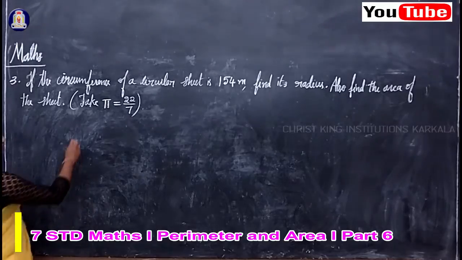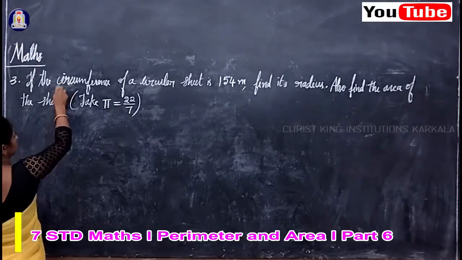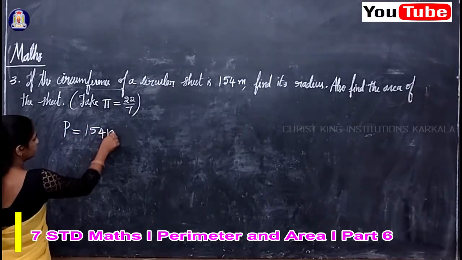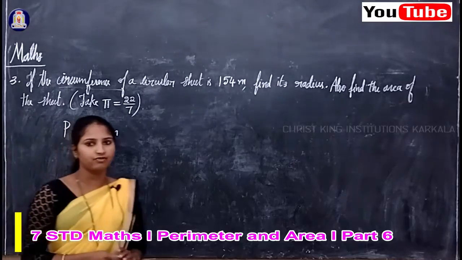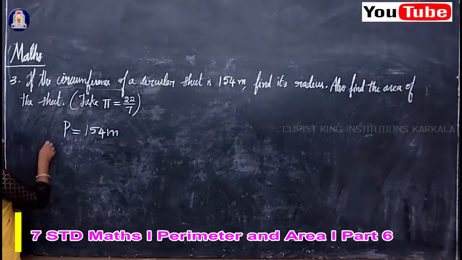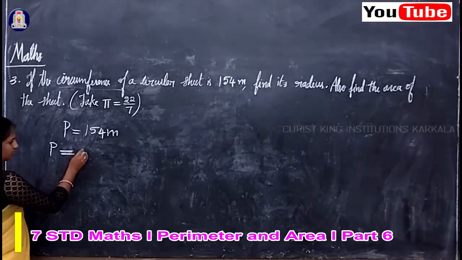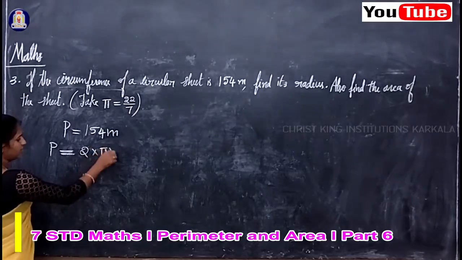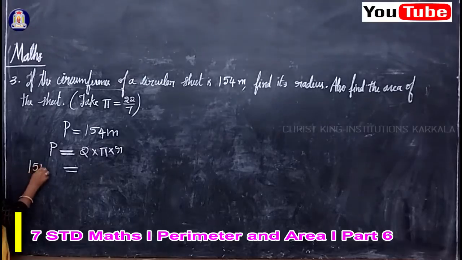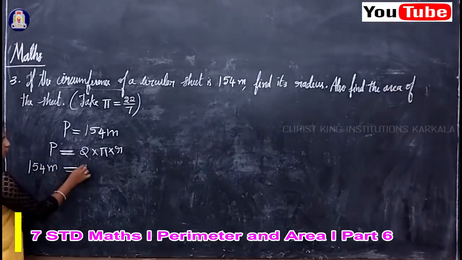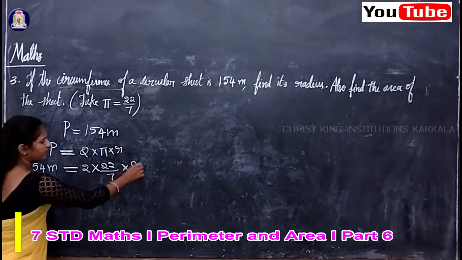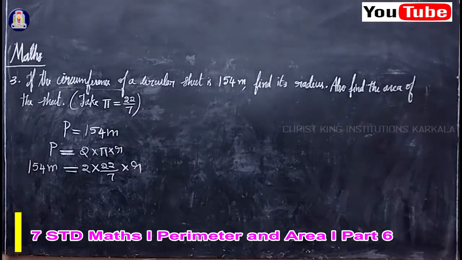So now, how to find the radius of the circle? Here the circumference is given, so the perimeter of the circle is 154 meter, and by using this we can find the radius. We know the formula: perimeter of circle is equal to 2 into pi into r, means 2 pi r. Here P is 154 meter, pi value we know is 22 by 7, and we don't know the radius.